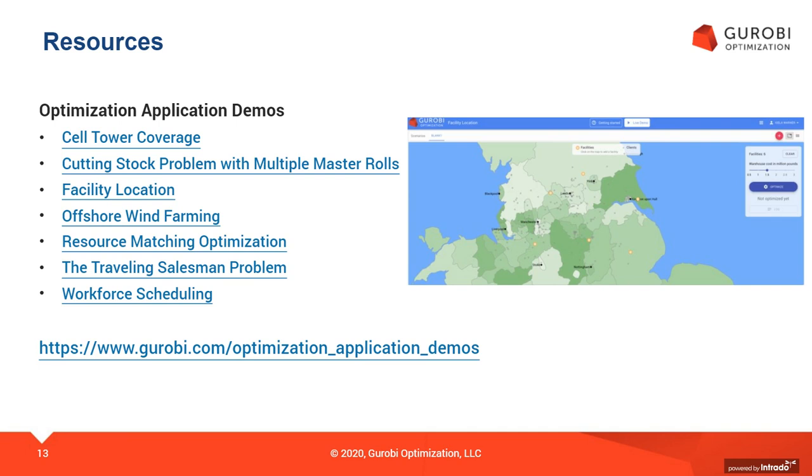electricity to shore. Then you have a resource matching optimization, traveling salesman problem, both of which are very common and well-known problems. The traveling salesman problem, for example, involves how to, as the name suggests, travel around cities in an optimal way. And all of these you can find on the website at Gurobi.com.